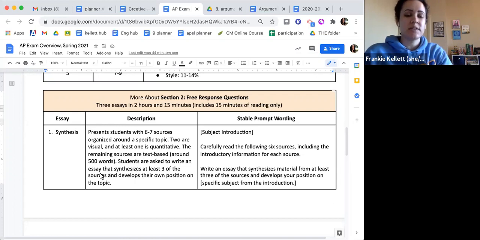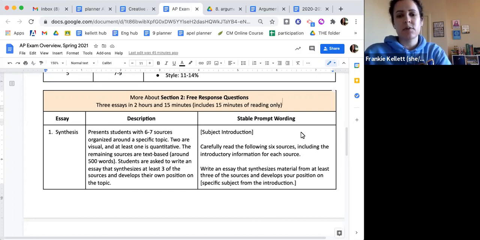Students are asked to write an essay that synthesizes at least 3 of the sources and develops their own position on the topic. So this is basically an argument essay, except you're given sources that you have to try to use to help prove whatever your claim is in the argument that you're making.